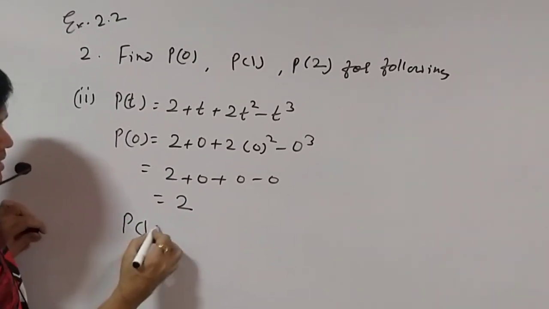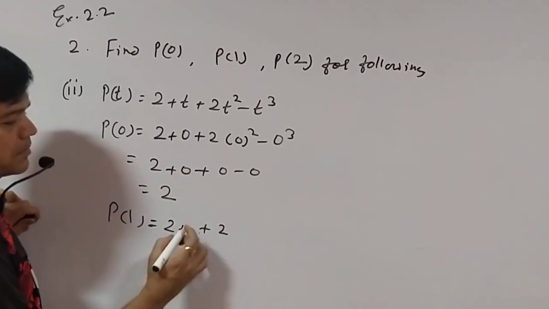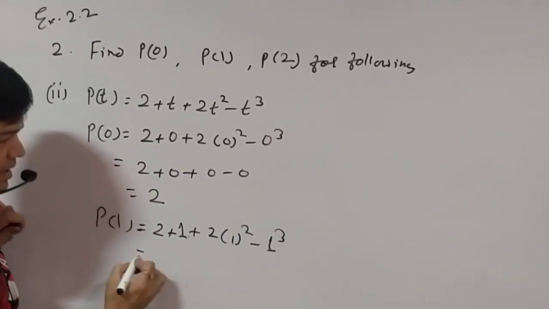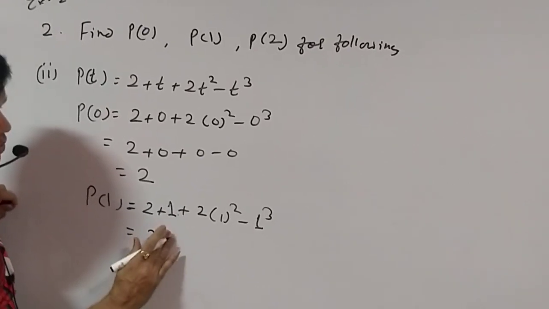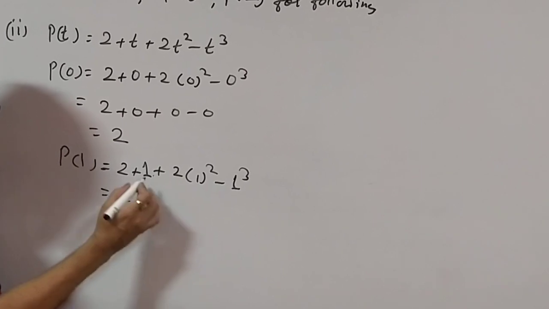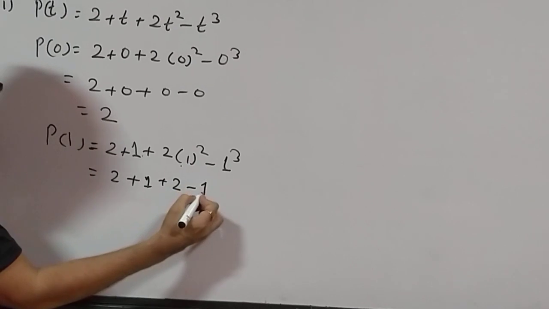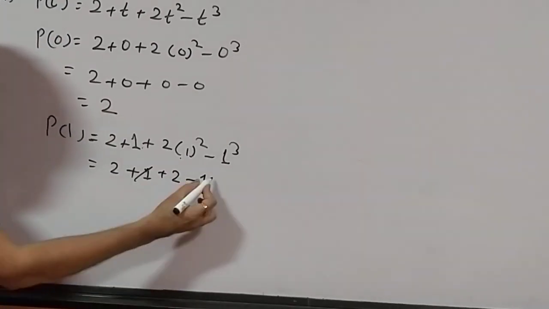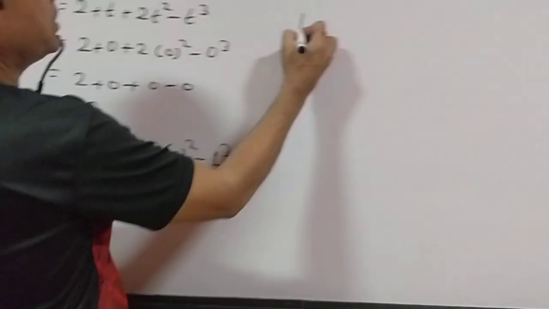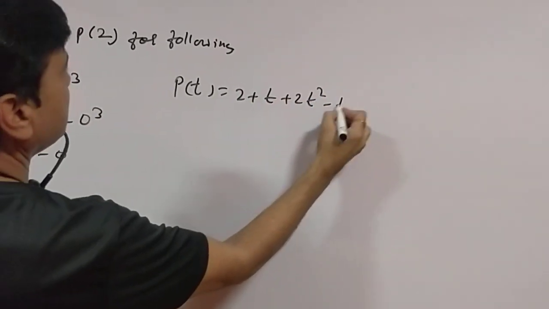P of 1, in place of t write 1. 2 plus 1, plus 2 into 1 square, minus 1 cube. 2 plus 1, 2 into 1 square is 2, 1 cube is 1. Plus 1 minus 1 cancel, 2 plus 2, 4. Now P of t is what? 2 plus t plus 2t square minus t cube.